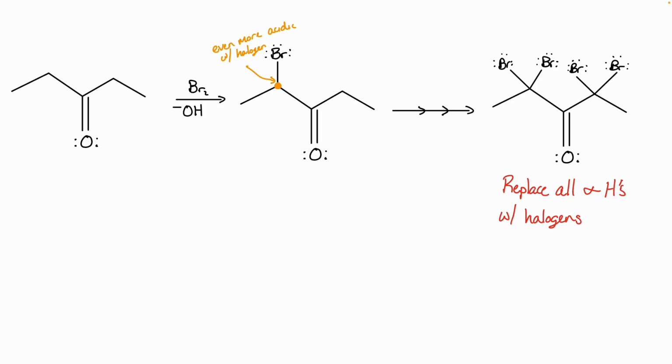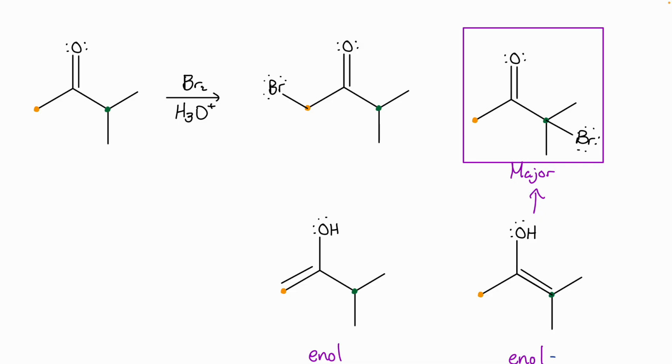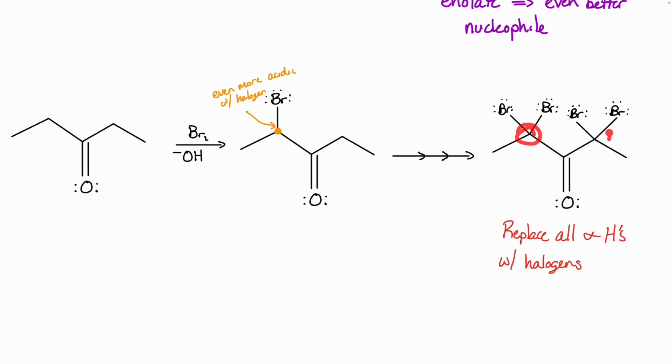Under acidic conditions, we get this monohalogenated product, only a single halogen on our alpha carbon. Because of that, we have to worry about our substitution if we have an asymmetric aldehyde or ketone. Under basic conditions, we don't have to worry about any of that, because we're just going to replace every single one of our alpha hydrogens with a halogen. That's because after that first halogenation event, all we've done is made that alpha carbon an even better acid. So it's just going to happen over and over and over again, replacing all of those alpha hydrogens.